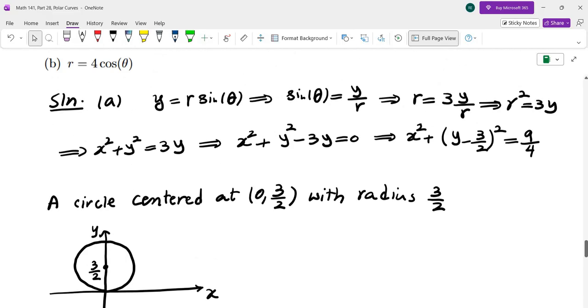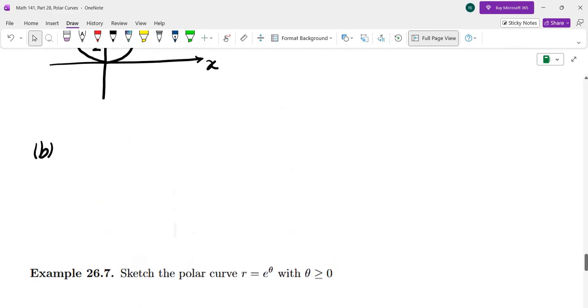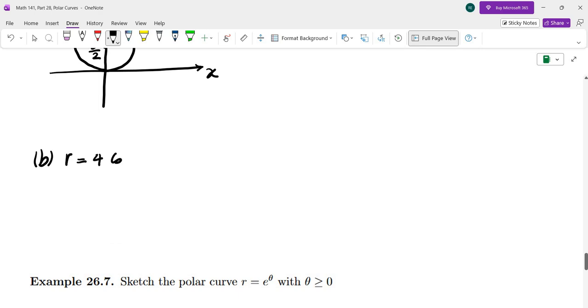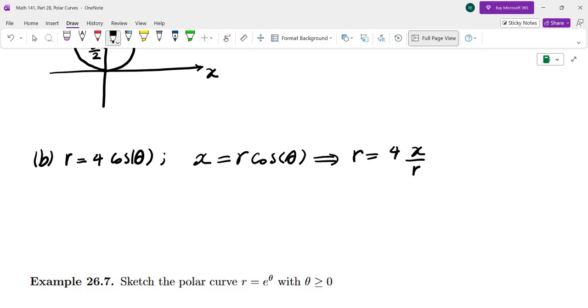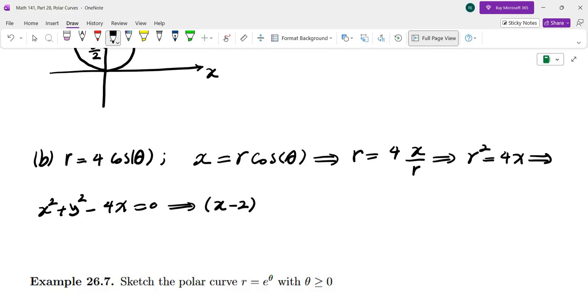The next one is r equals 4 cosine of theta. We know that cosine of theta appears in the formula for x: x equals r cosine of theta. So if we plug that in, we get r equals 4 times x over r. This gives us r squared equals 4x, which is to say x squared plus y squared minus 4x equals 0. Completing the square, we get x minus 2 squared plus y squared equals 4.